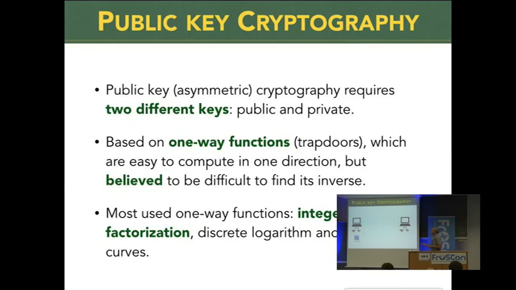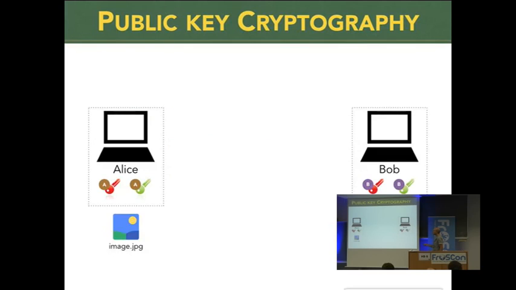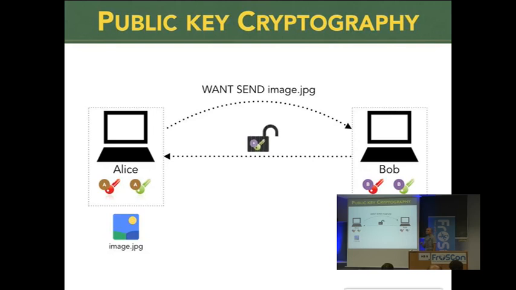So if we have Alice and Bob, and Alice wants to send an image to Bob, Alice has her own private key and public key, and Bob has a different private key and a different public key. So Alice says to Bob, I want to send that image. So Bob says, okay, I'll give you my public key. Using that public key, you will be able to encrypt it, so only I will be able to decrypt it later.